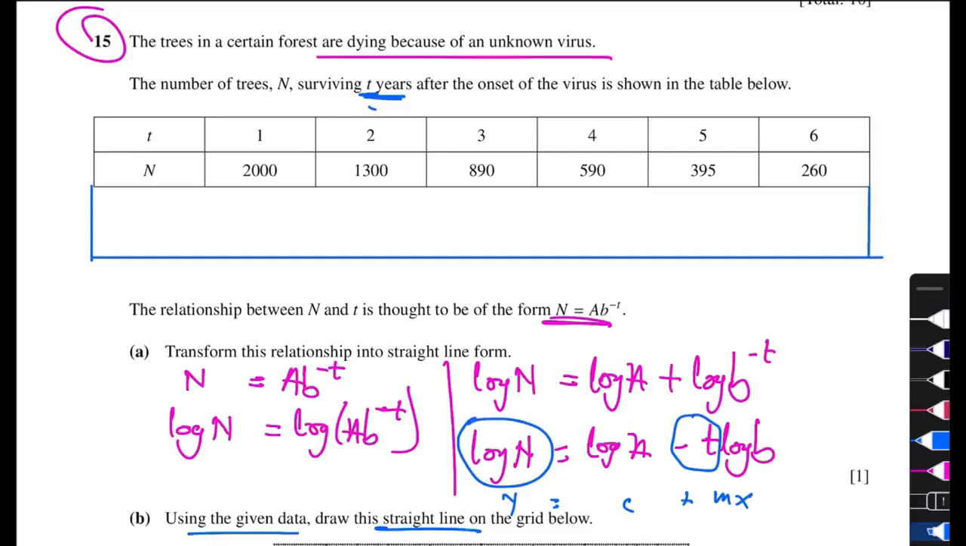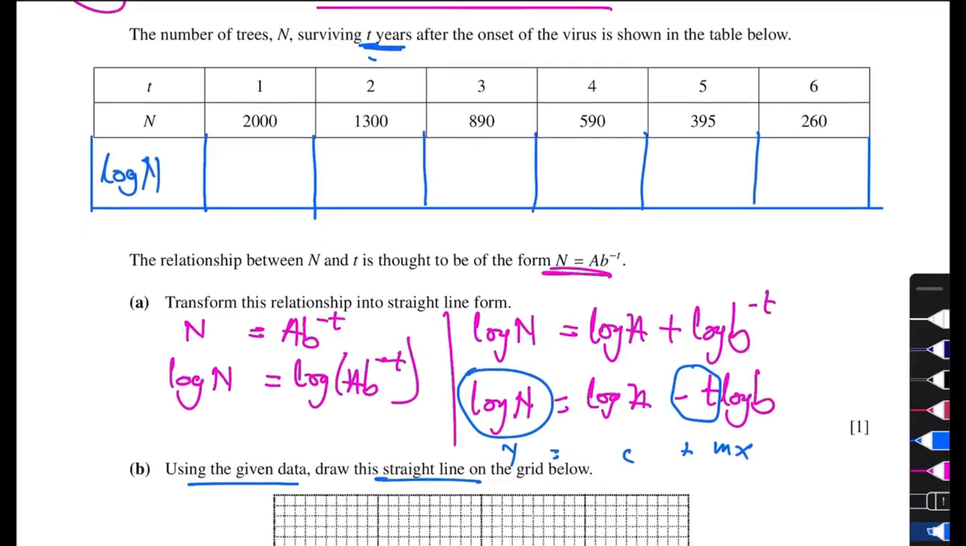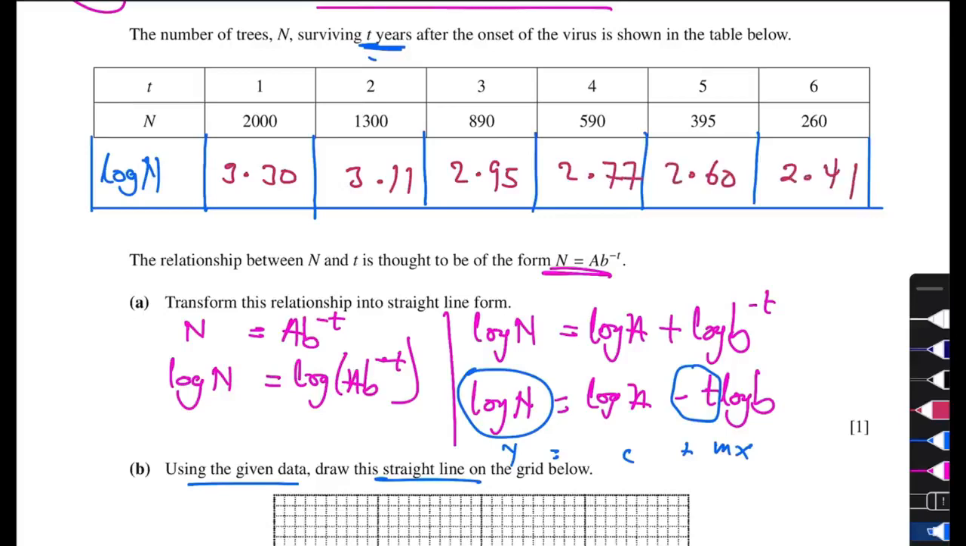Right, so the next thing that we want to do is to get the plot for log n. So we are going to plot log n against t. Okay, so log n, that means that for the 2000, I'm going to use two decimal places, that's 3.30. I'm going to get 3.11, 2.95. I'm going to get 2.77, yeah, then 2.60, and then 2.41, right?